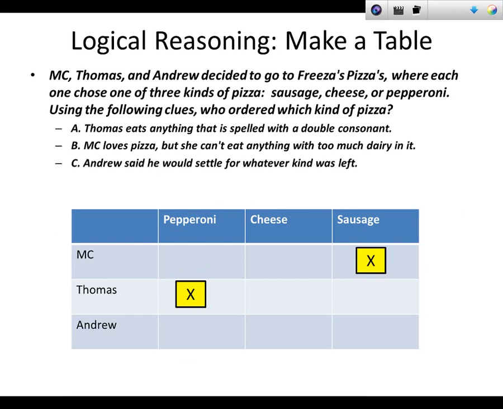The third clue, it says Andrew said he would settle for whatever kind of pizza was left. Well, the only one left is cheese. Okay, so there's the answer to my problem. Do you see how the table helped me solve it? Let me read over my clues to make sure they make sense. Thomas eats anything that is spelled with a double consonant. Yes, that's correct. MC loves pizza, but she can't eat anything with too much dairy. MC is eating sausage, and that doesn't have dairy. Andrew said that he would settle for whatever kind was left, and the only one left was cheese. Okay, my problem makes sense.